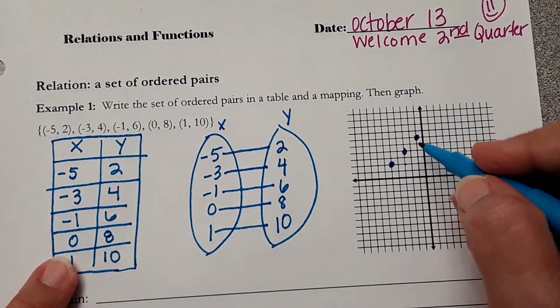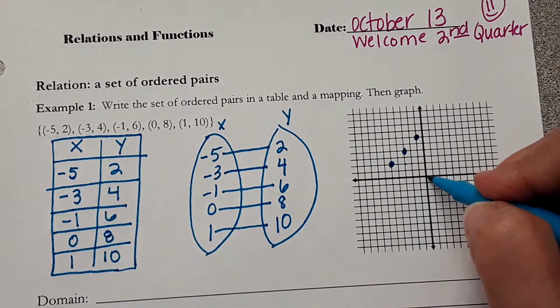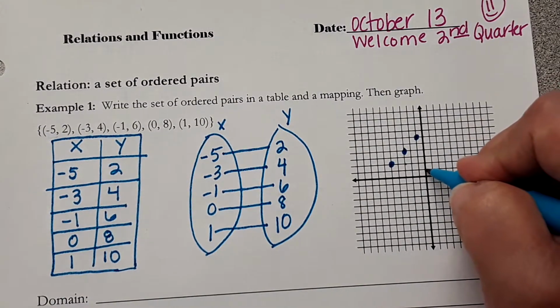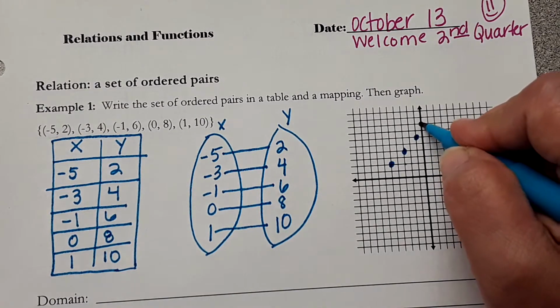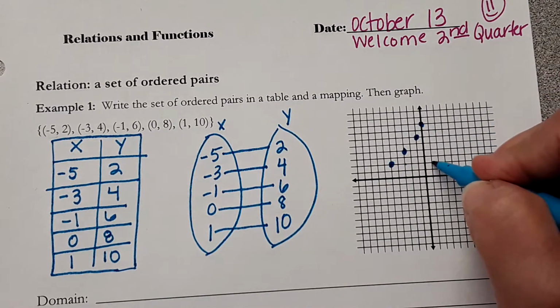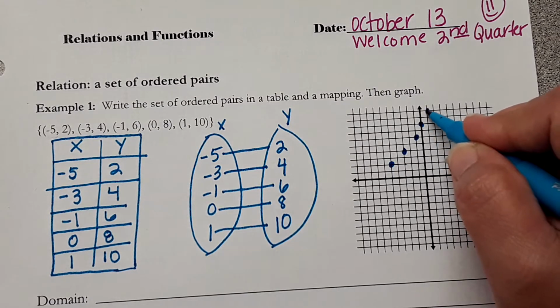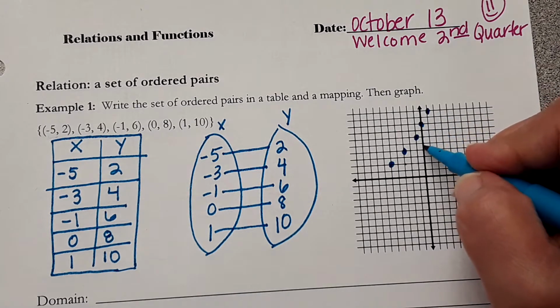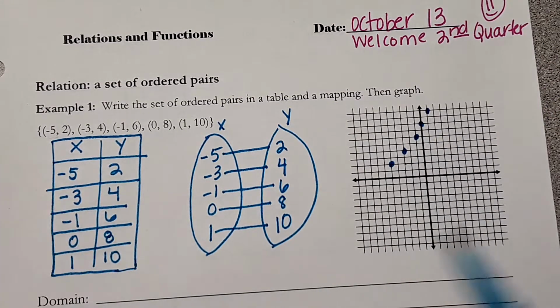Then we're going to do the same thing. 0 means you don't go left or right at all, but you're going to go up to 8. 1, 2, 3, 4, 5, 6, 7, 8. And then 1, 10. 1, 2, 3, 4, 5, 6, 7, 8, 9, 10. And there you go. So we made a table, we made a mapping, we graphed it. That's what you're going to have to do on your assignment.